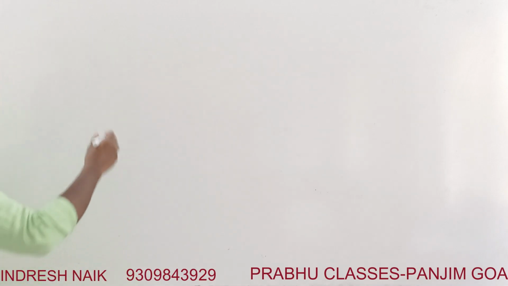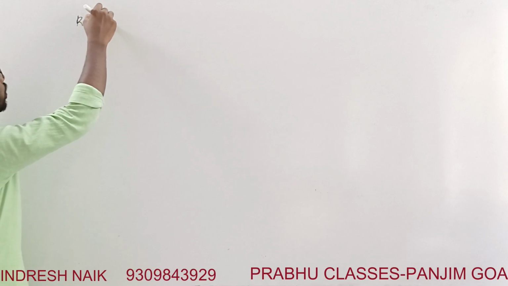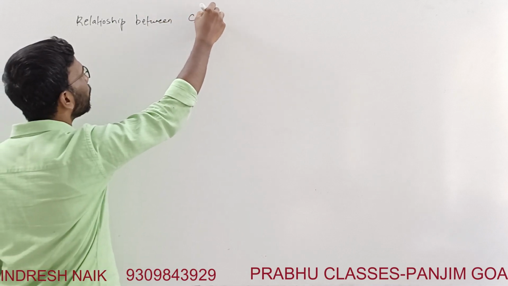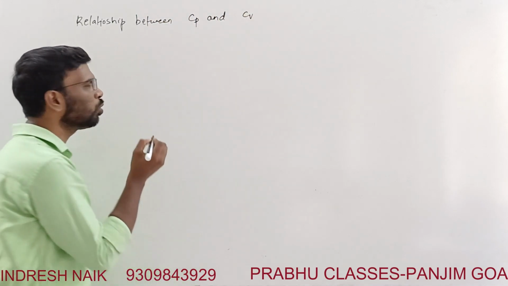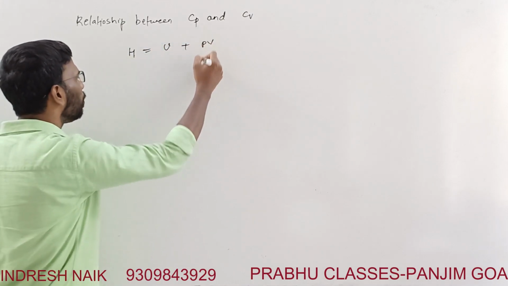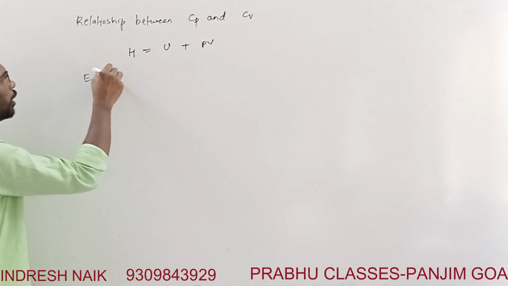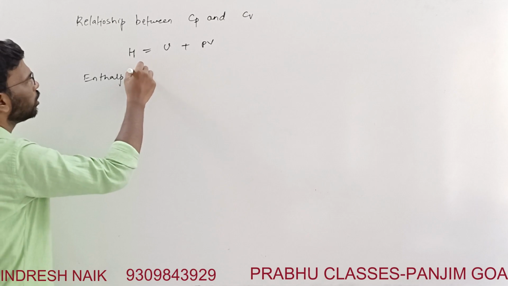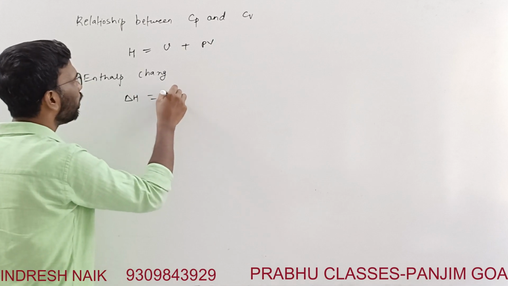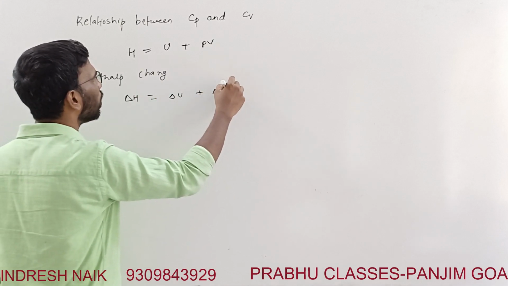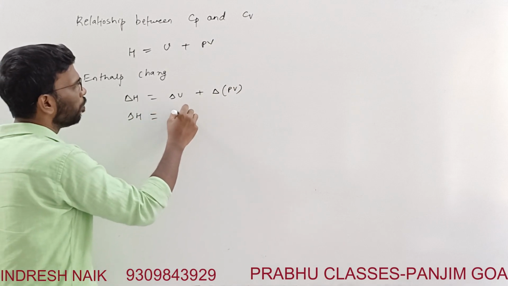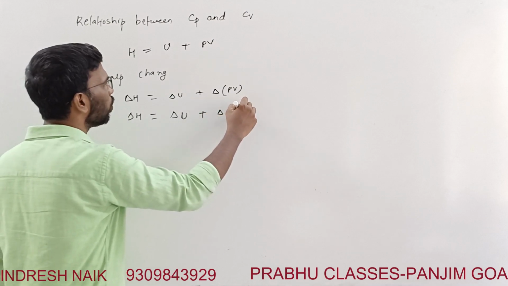Next is the relationship between Cp and Cv. To start with, we'll use the enthalpy equation. H is equal to U plus PV. So enthalpy change will be what? Delta H is equal to delta U plus delta PV. Now what is PV equal to? According to the ideal gas equation, PV will be equal to nRT.